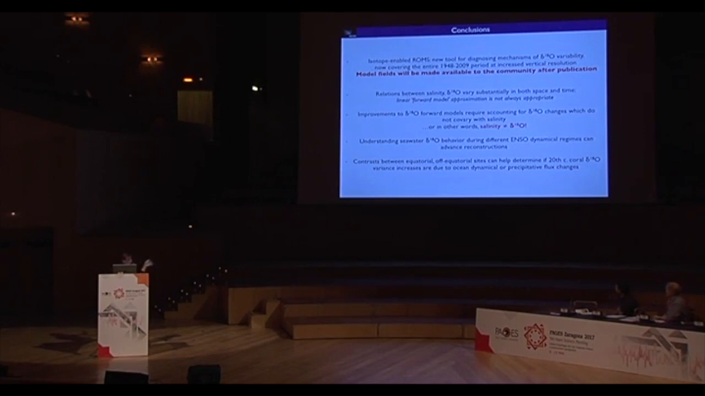And the relationship between salinity and seawater delta 18 is complicated. They are not the same variable, they are not functions of one another, they co-vary. So we can use that knowledge, as well as knowledge of things that affect the isotopic composition but not necessarily salinity, to improve forward models of both seawater and coral delta 18. And we would like to ideally understand the dynamics of this behavior during different ENSO dynamical regimes and eventually exploit knowledge of different sites in order to understand how ENSO dynamics have varied over the Holocene and the 20th century. So, thanks very much.